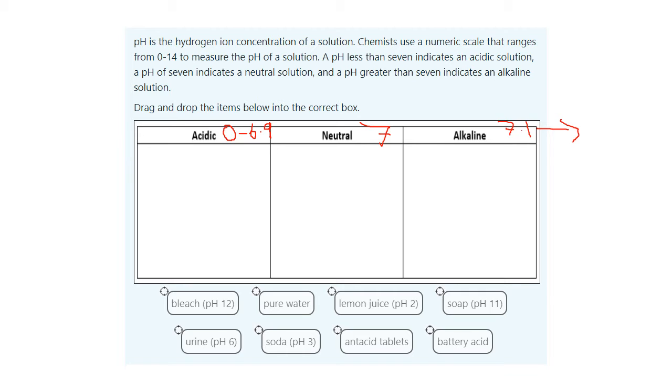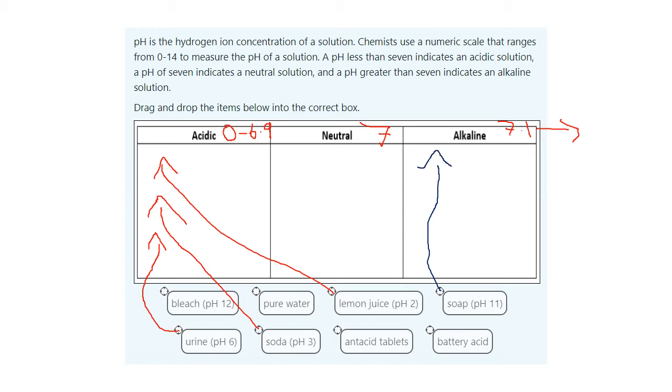Now, I would guess that some of these were very easy for you to do. The lemon juice, pH of 2, acidic. Soda, pH of 3, acidic. Urine, pH of 6, acidic. And then soap, pH 11, so alkaline. And bleach, pH of 12, so alkaline. And we have 3 answers left.